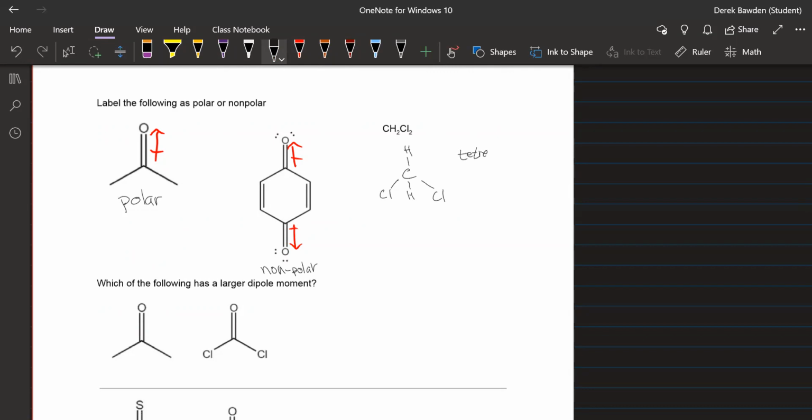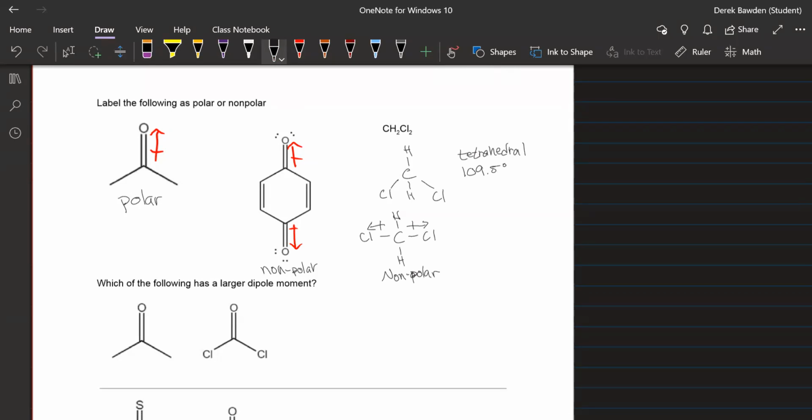Tetrahedral, right? Okay. So what do we know about the bond angles on tetrahedral? 109.5, okay. Most people will look at this molecule and they'll draw it like this. And they'll say, well, chlorine's pulling that way and chlorine's pulling that way. They cancel each other out, non-polar. But we know the true structure of this molecule is tetrahedral, right?